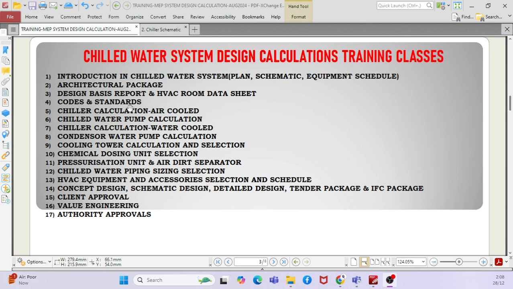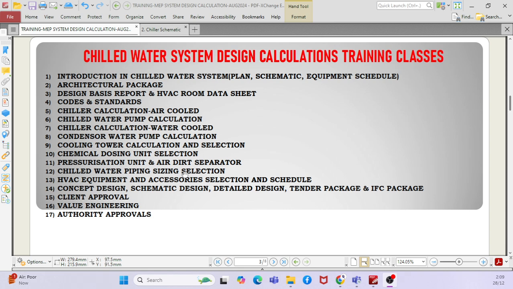Then we have various codes and standards. Then we will talk about chiller calculation for the air cooled chiller. Then we have the chilled water pump calculation. Then we have another chiller, the water cooled chiller, when we use a cooling tower. For that we also require the condenser water pump calculation. Then we have cooling tower calculation and selection. Then we have chemical dosing unit selection, pressurization unit and air separator, and chilled water pipe sizing. Then we have various equipment schedules and selections.